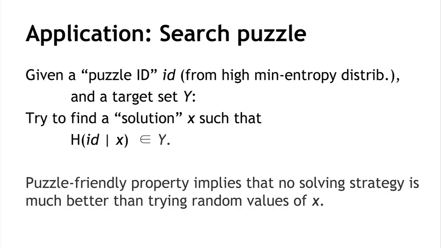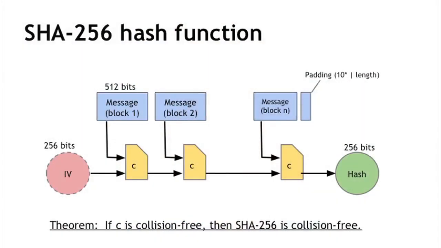OK, so we've talked about three properties of hash functions and one application of each of those. Now let me talk just very briefly about the particular hash function we're going to use. There are lots of hash functions in existence, but this is the one Bitcoin uses, and it's a pretty good one to use. It's called SHA-256, and it works like this.